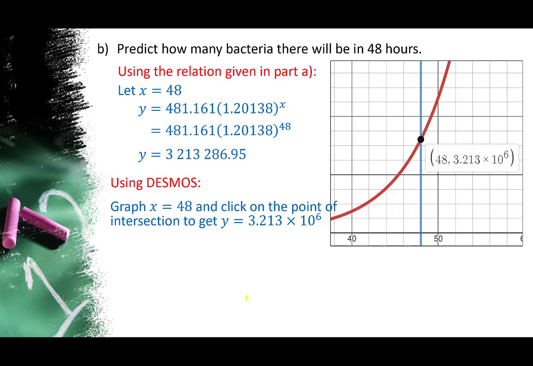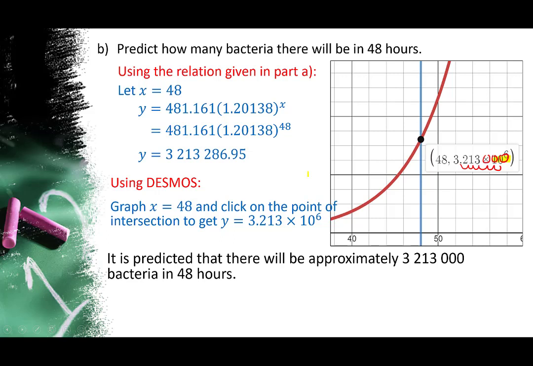That 10 to the 6 means move your decimal place over 6 places to the right. So 1, 2, 3, 4, 5, 6. So approximately 3.2 million using Desmos as well. So it's predicted that there'll be approximately 3,213,000 bacteria in 48 hours.